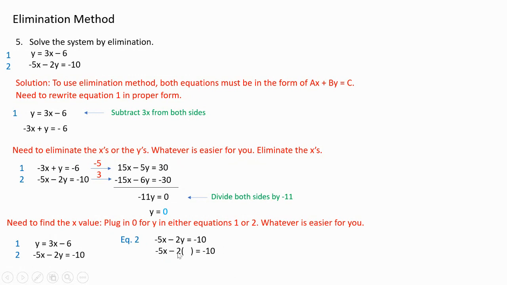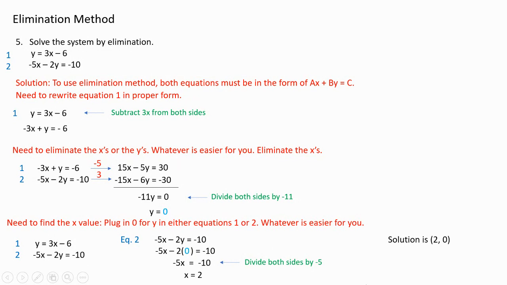Okay, so I'm going to plug in 0 for the y in equation 2. So this will give us negative 5x equals to negative 10. We divide both sides by negative 5, and the result is x equals to positive 2. So again, what's my solution? It's 2, 0. If you notice, we got the same solution for either way that we solved it, by graphing, by substitution, and by the elimination method.